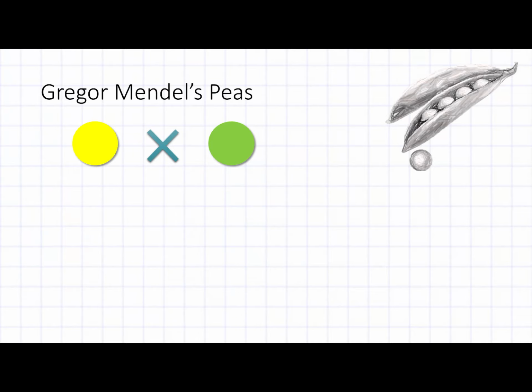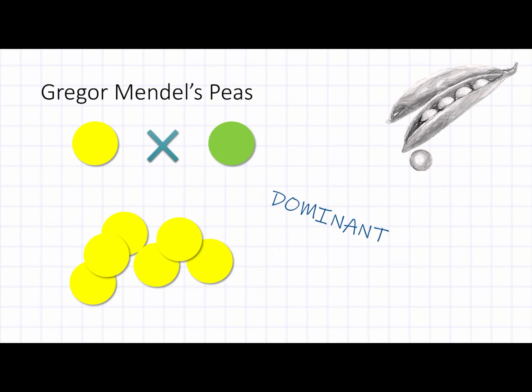And he did this by looking at peas. One of his experiments was to breed true breeding yellow peas, meaning every time you bred these peas, they were always yellow offspring, with true breeding green peas. Every time he bred the green peas, he always got green offspring. But he got some curious results. Every offspring of these two was a yellow pea. So he labeled the yellow as dominant. This trait was dominant because every time you bred a yellow to a green, you got all yellow offspring.